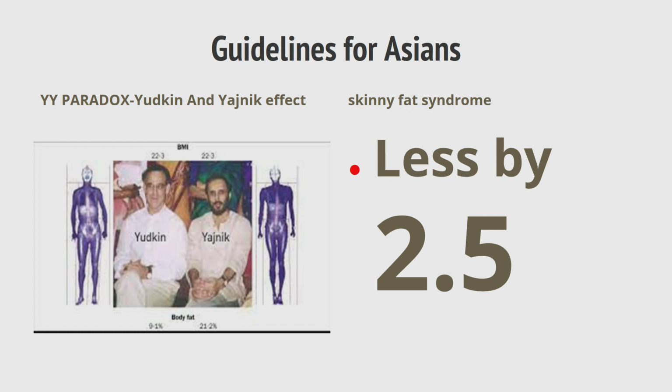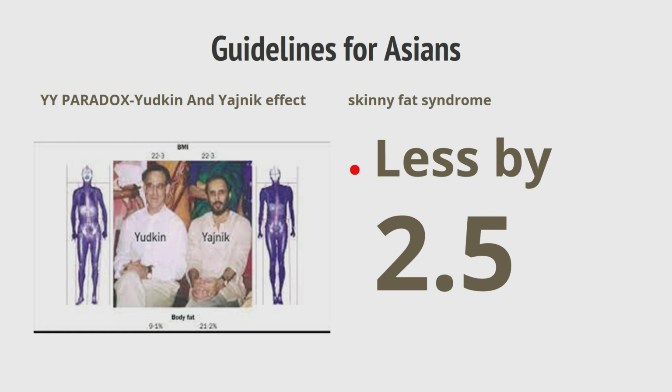What about the Asians? As I told, we are suffering from skinny fat syndrome. Our genetic makeup is different. Because of the YY paradox or the YY phenomenon, we have more central obesity. If you see this picture on the left side, the picture has two persons. Both were scientists. The left side is Yudkin and the right side, sitting, is Yajnik. Both have a BMI of 22.3 kilogram per meter square. But if you see the fat content in their body, which was measured by spectrophotometry, we realized that the fat content was 3 times different in our Asian populations.